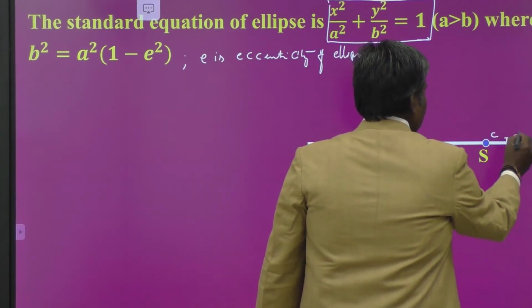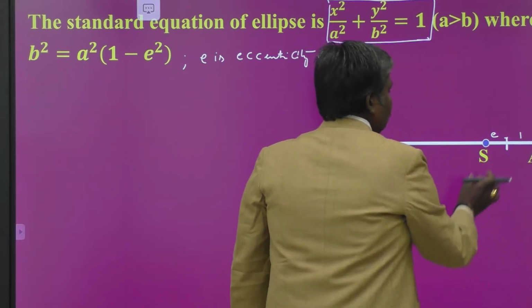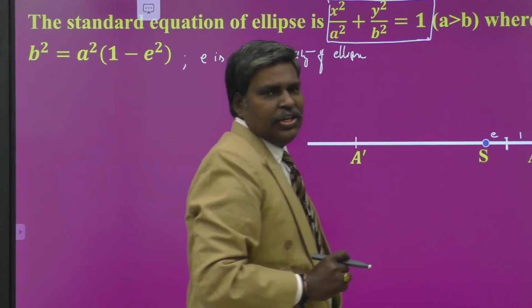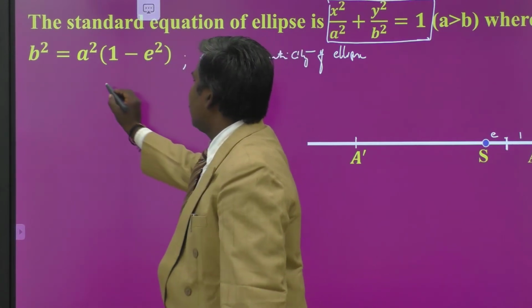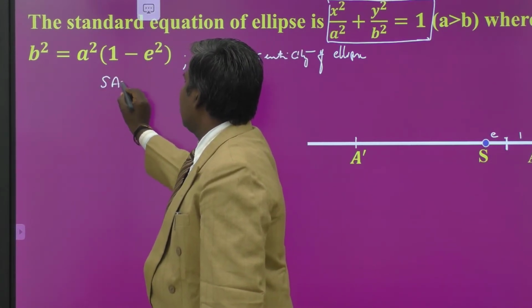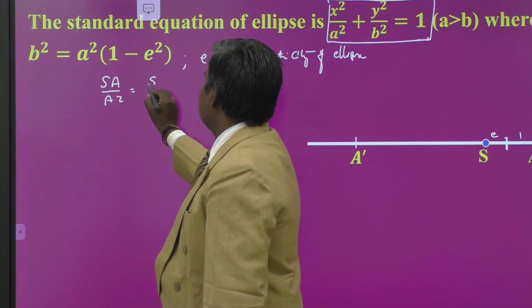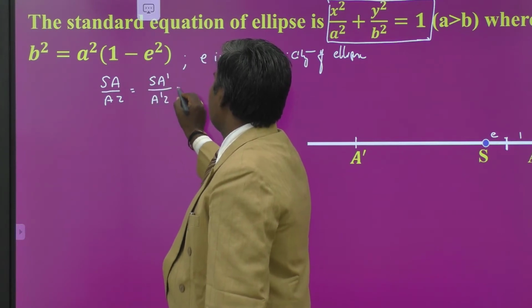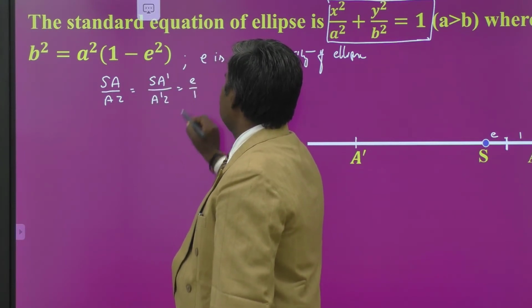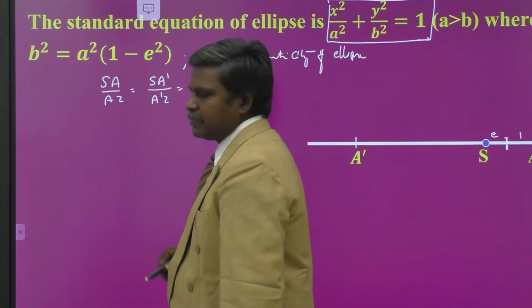That is here e is to 1, e is less than 1. So this portion is more than this portion. e is to 1. That is SA by AZ is equal to SA dash by A dash Z is equal to e by 1. That is e. This is the first condition.